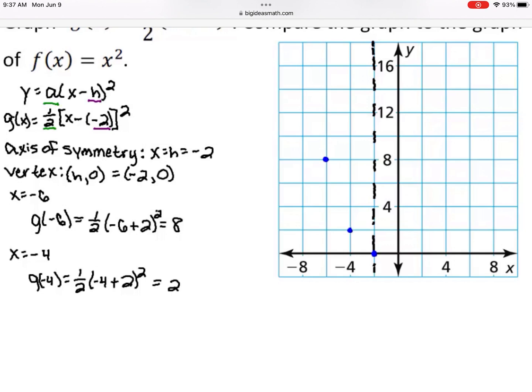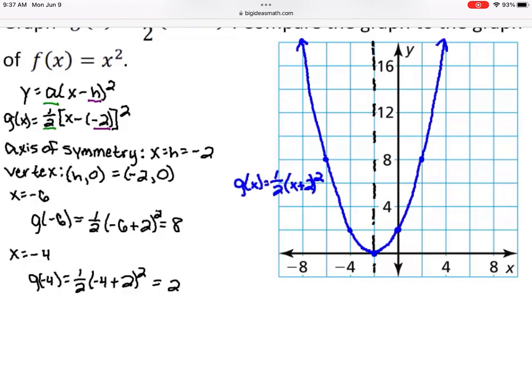Now you want to reflect these points in the axis of symmetry. So plot 1, 8 and 0, 2. Then draw a smooth curve through the points.